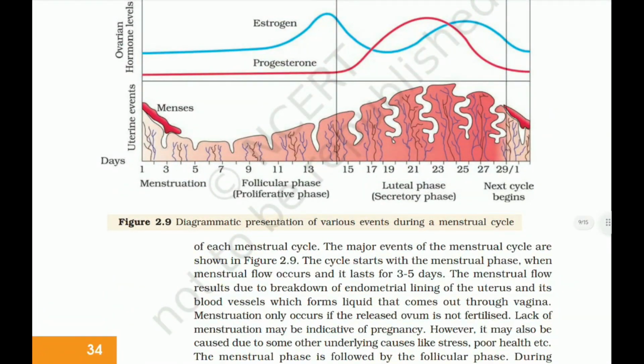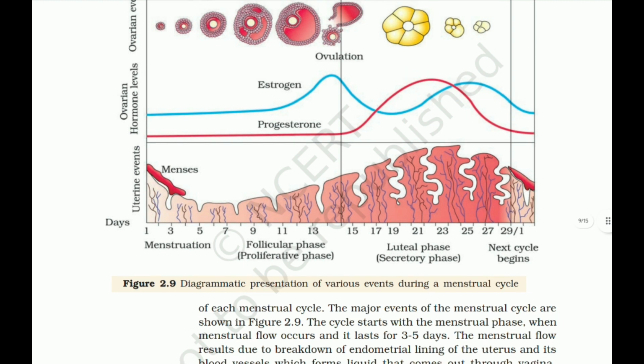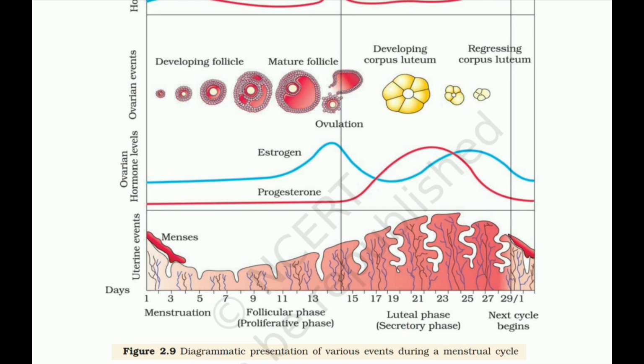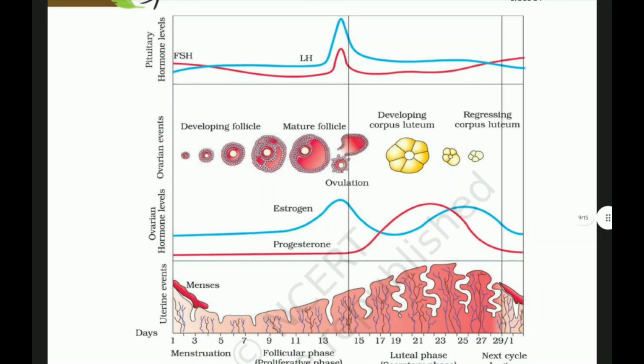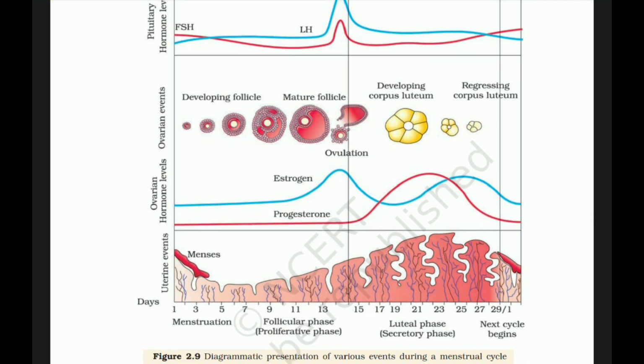Figure 2.9, diagrammatic representation of various events during a menstrual cycle. Days 1 to 29. Uterine events, ovarian hormone levels, ovarian events, pituitary hormone levels. FSH, LH, developing follicle, mature follicle, ovulation, developing corpus luteum, regressing corpus luteum, estrogen, progesterone, menses, menstruation, follicular phase, proliferative phase, luteal phase, secretory phase. Next cycle begins.